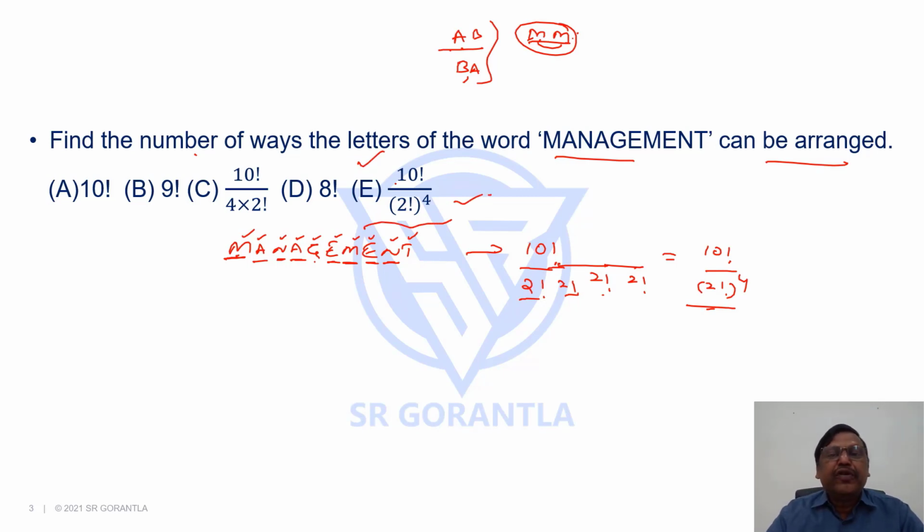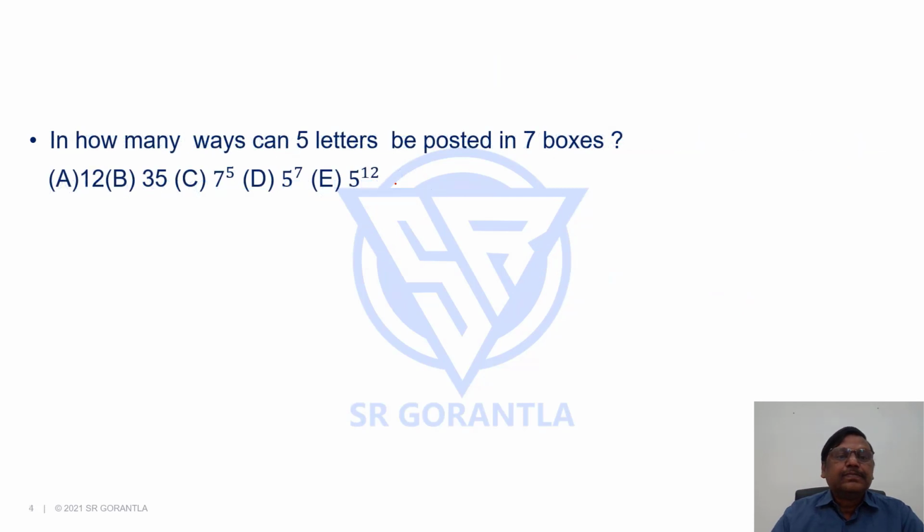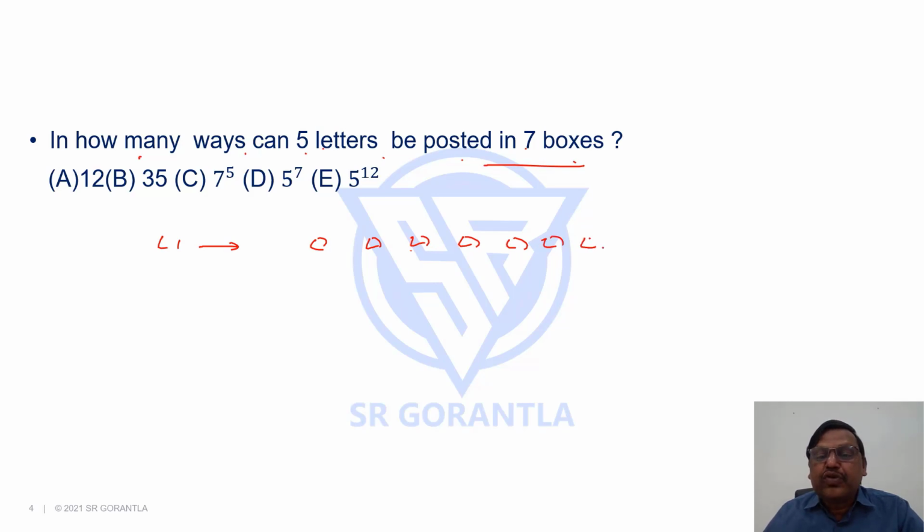Right? Let's take up one more. In how many ways can 5 letters be posted in 7 boxes? 5 letters and we have 7 boxes. Let's take letter 1. To post letter 1, how many options do I have? There are 7 boxes, which means in any of these 7 boxes we can post the first letter. So there are 7 options.